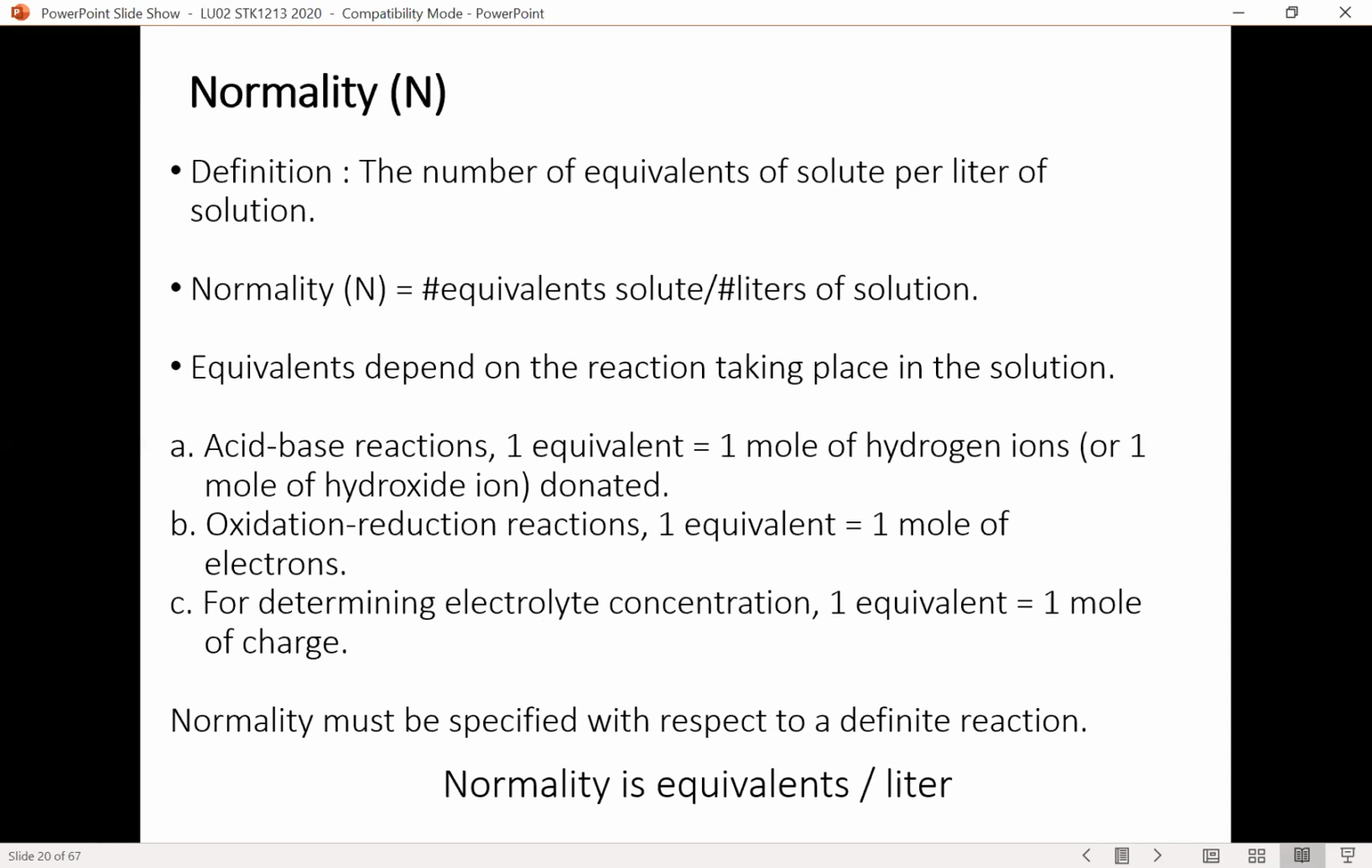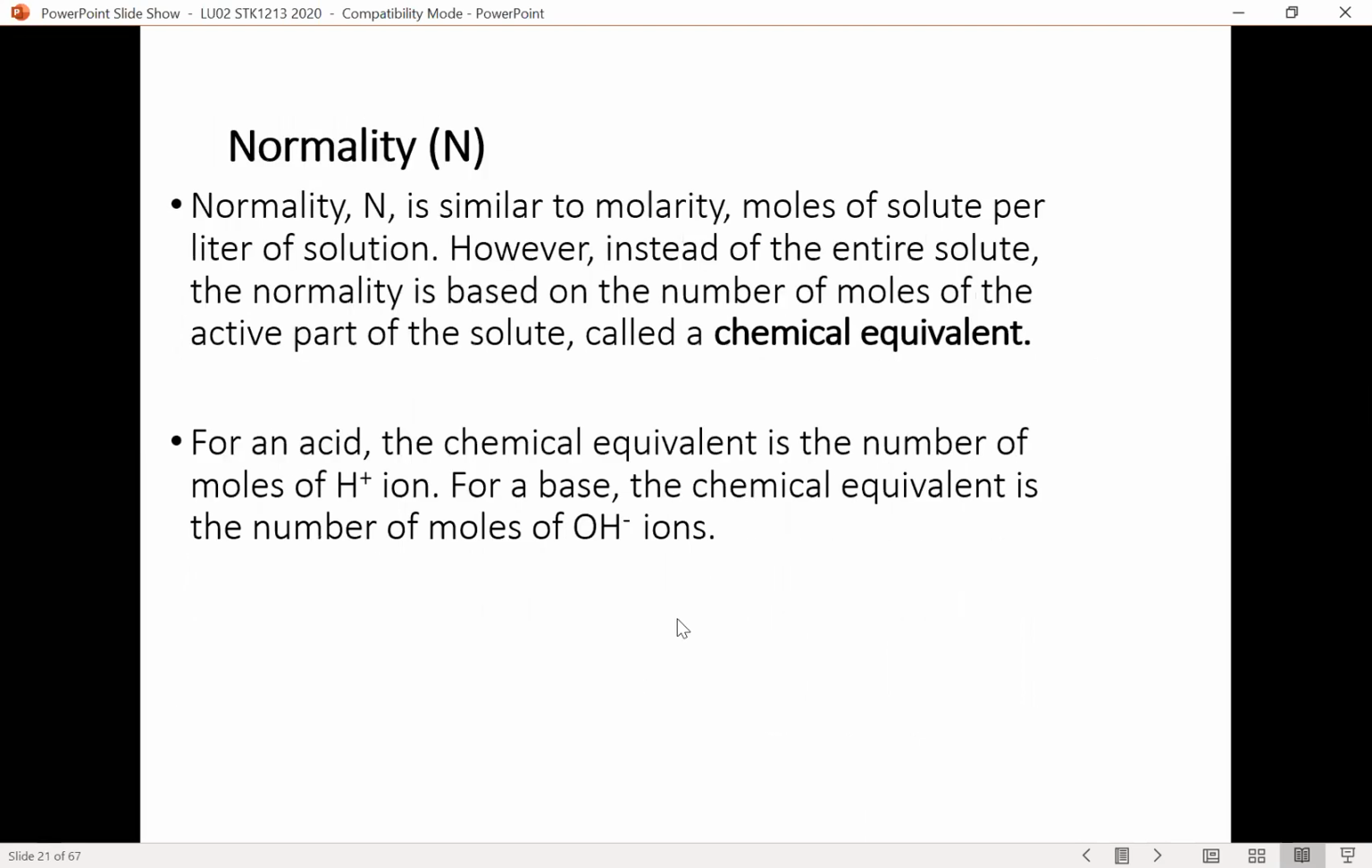When we use normality as the unit of concentration, it must be specified with respect to a definite reaction. For example, normality for the acid-base reaction, normality for the oxidation-reduction reaction.